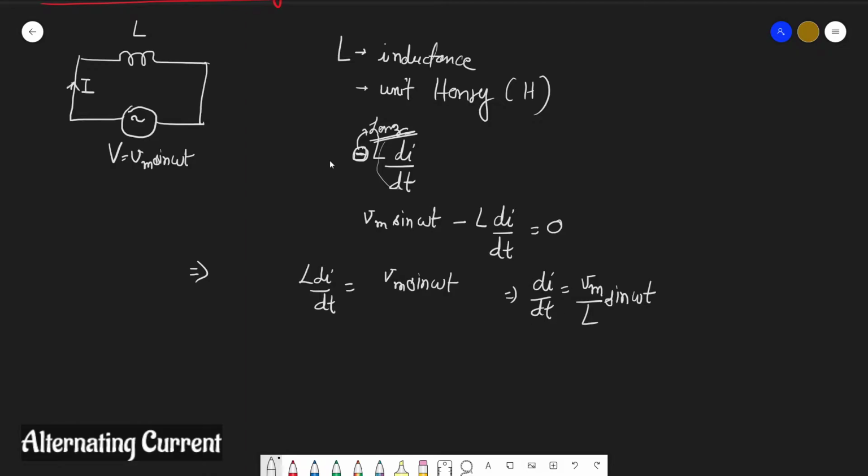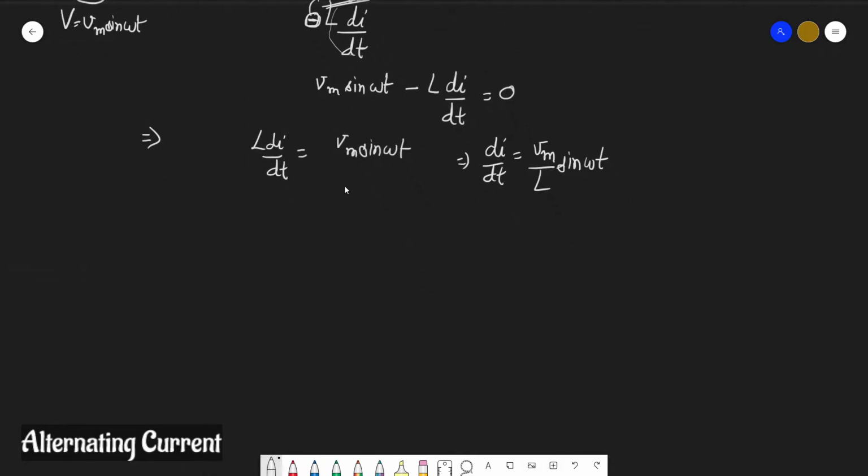Now the significance of di by dt we need to understand. It is nothing but slope, the tangent. Suppose this is a current waveform. If it is a current waveform, then at any point, if somebody asks what is the significance of di by dt, it is nothing but the tangent at that point. The slope of this line is di by dt. So this is the significance.